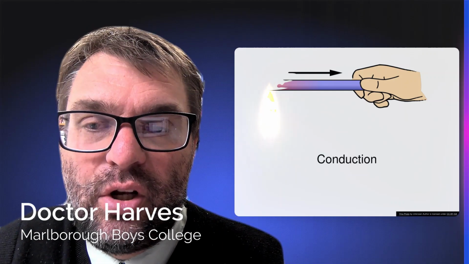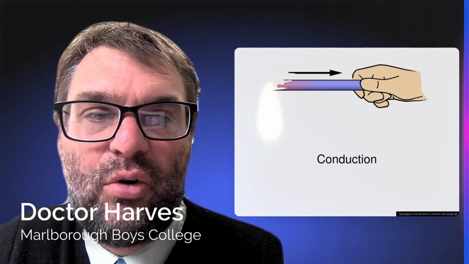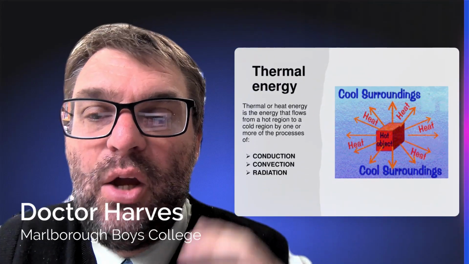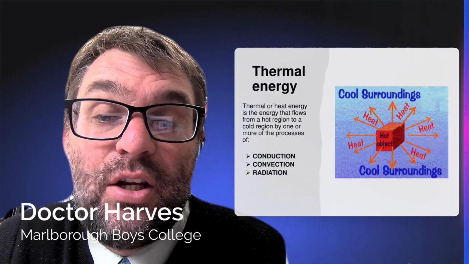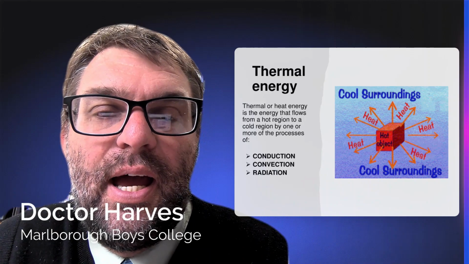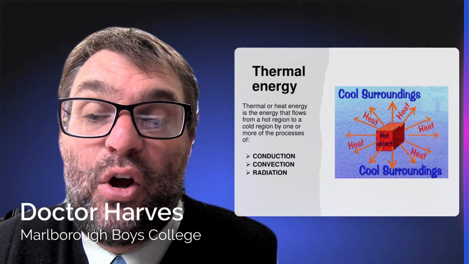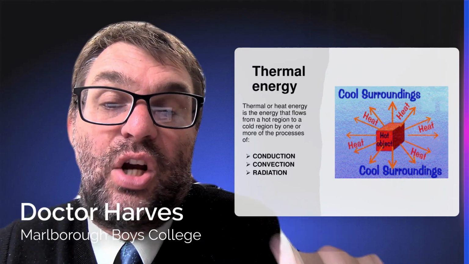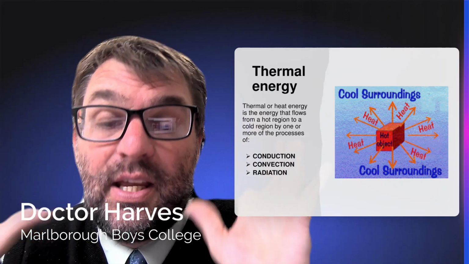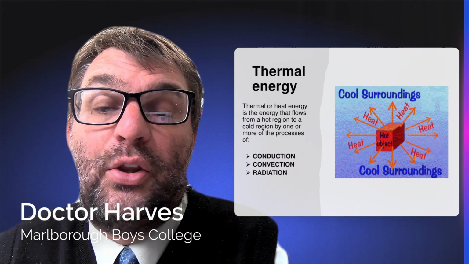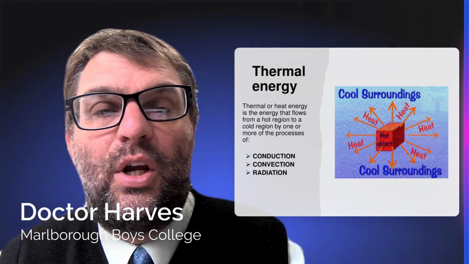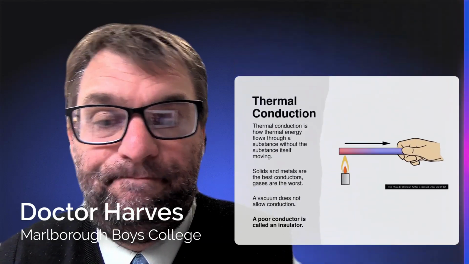Continuing on with the heat external, and today looking at the idea around heat transfer through conduction. We looked at heat energy, also known as thermal energy, which is the energy that flows from a region of an object which is hot to a region of an object which is cold. There are three ways this can occur: conduction, convection, and radiation. Today we're going to focus on conduction.